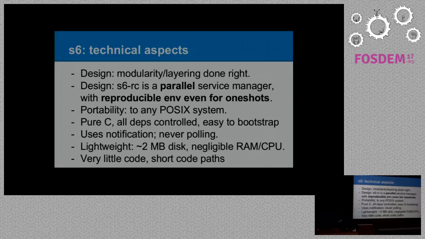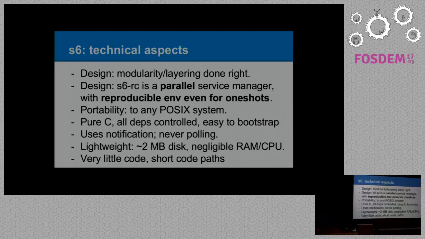It's portable to any POSIX system. S6 is pure C. All the dependencies are controlled, and it is easy to bootstrap. Just configure and make, and you're done. S6 uses notification. It never polls, so it's usable in energy-constrained environments, such as in embedded boxes and devices. It's lightweight. It uses 2 megabytes of disk, which is not light, but disk is cheap. And as far as RAM and CPU are concerned, which are the real scarce resources, it uses practically nothing. You can test it. And I have numbers. You can talk to me after that. S6 is made of very little code, and it has extremely short paths. If you strace systemd from the boot phase, and if you strace S6, you will have a very, very different listing.